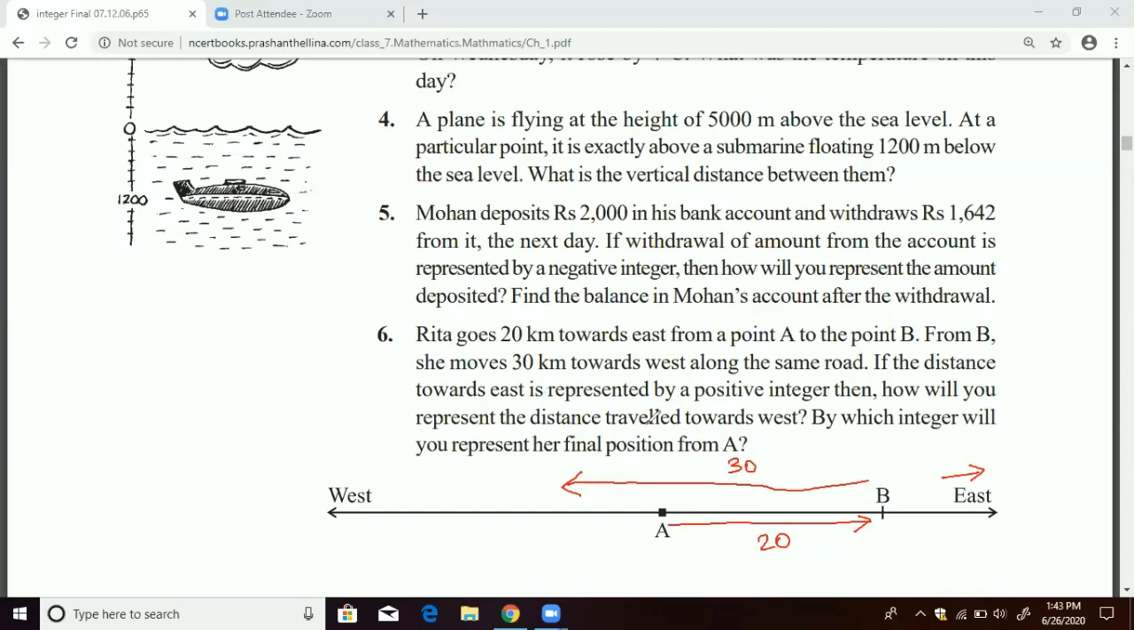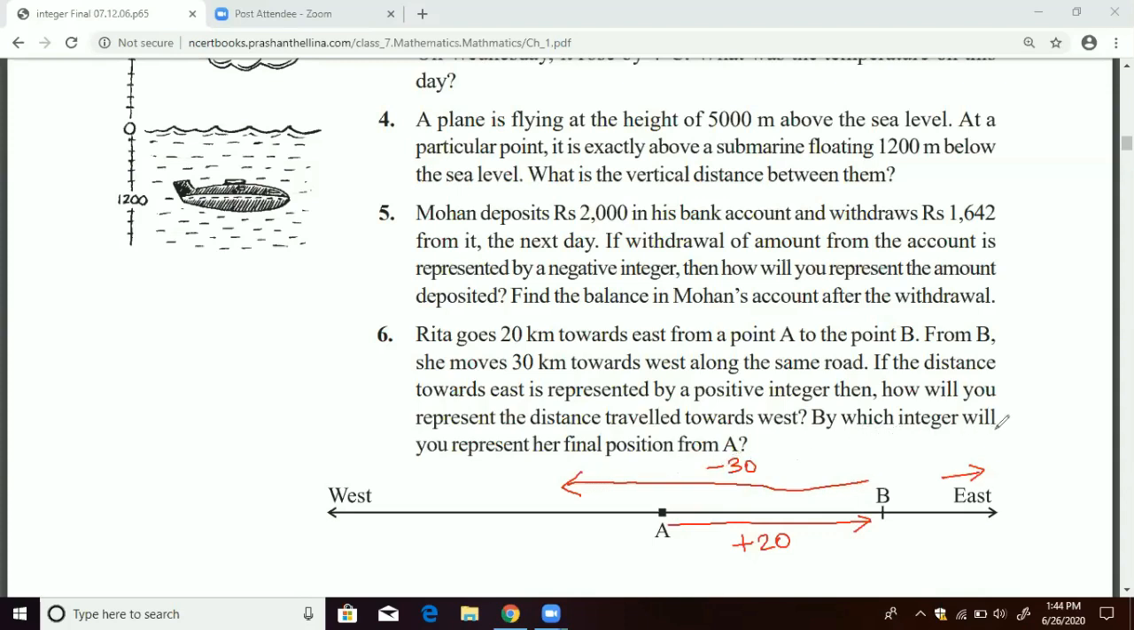If the distance towards east, this 20, is represented by a positive integer, how will you represent the distance traveled towards west? Towards west and towards east are mutually opposite. If east is positive, then its opposite, west, should be negative. That is the concept here. So the distance towards west should be represented using a negative value.